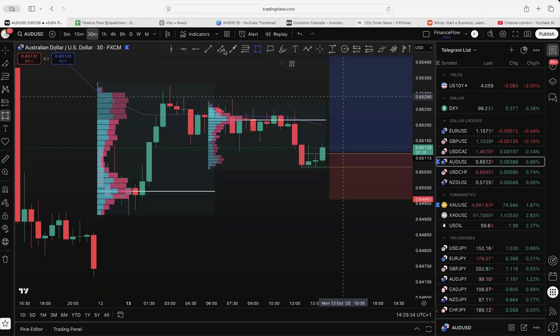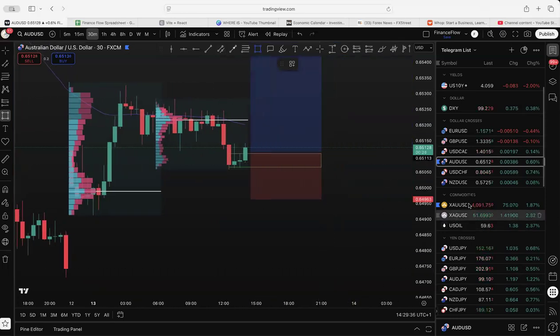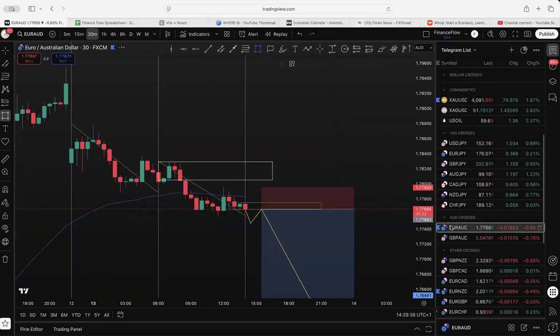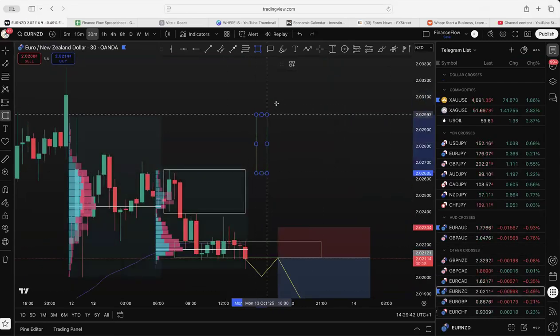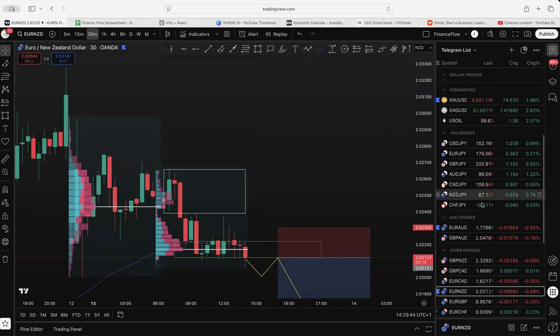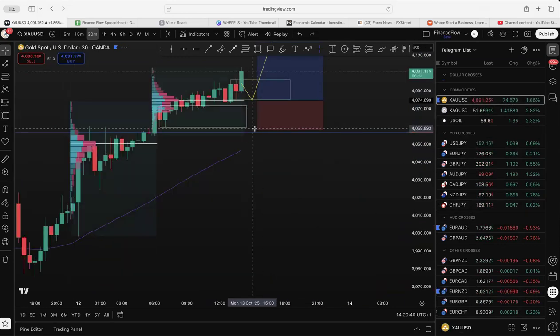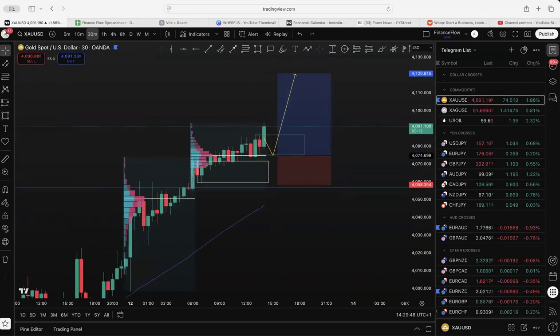So if we're having a look at everything, AUD USD's in a bit of profit. Euro AUD's about break even, and Euro NZD's about break even. We just got to wait for these to move a bit, and obviously gold. Look at that. You just can't stop gold. Can't stop it at all.